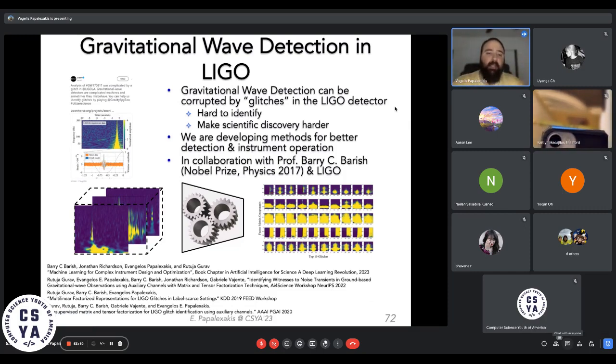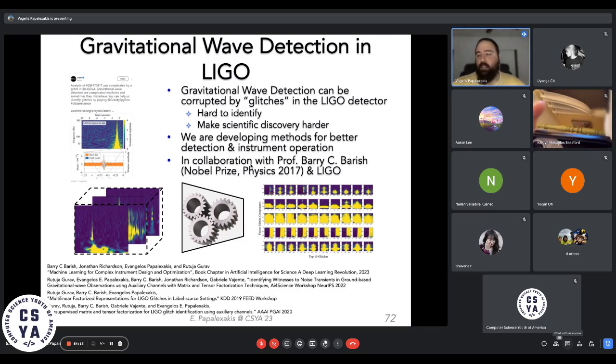The problem is that they're so ever so slightly small that many other things can appear as gravitational waves but are not. Those are what we call glitches in the detector. We need to understand when and how those appear. How do we detect them? How do we fix them and remove them from the scientific experiment, in order to get a clean signal that can let us explore the universe?